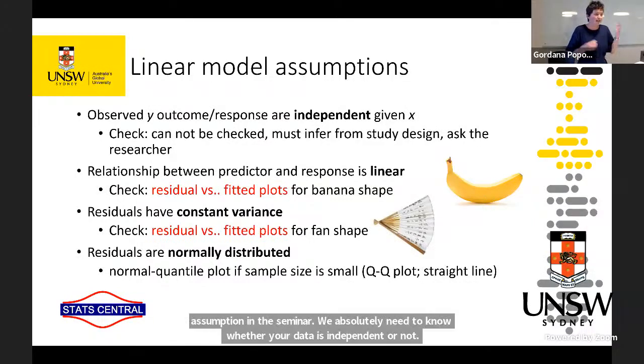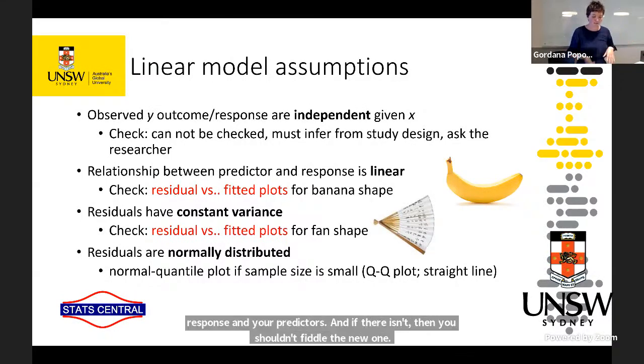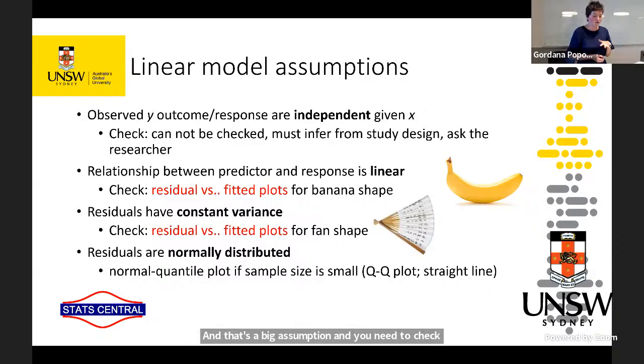The second one is linearity. If we're fitting a linear model, which is what we're going to do in this seminar, there needs to be a linear relationship between your response and your predictors. If there isn't, then you shouldn't fit a linear model. That's a big assumption, and you need to check that. We can check that on the residual versus fitted plots, which is what we're going to focus on here. The way you do that is you look for a banana in your residual plot, and if you've got a banana, then it's nonlinear.